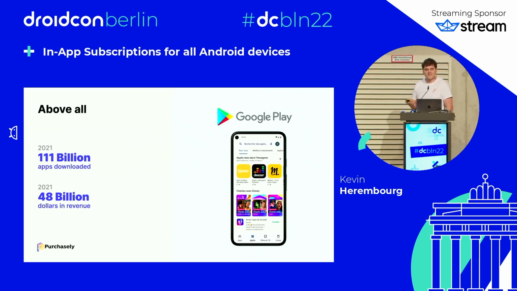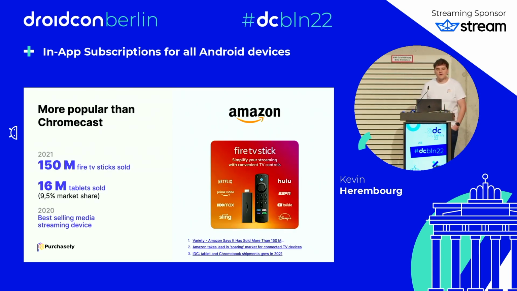The numbers speak for themselves. But you also have Amazon, and Amazon is very important in the TV world. If you are building a VOD application, or SVOD, you need to be on Amazon because they are selling more devices than the Chromecast. They have a very big, important market share, and every major player like Netflix, Hulu, Disney, they are all on Amazon Fire TV sticks and other TV devices.